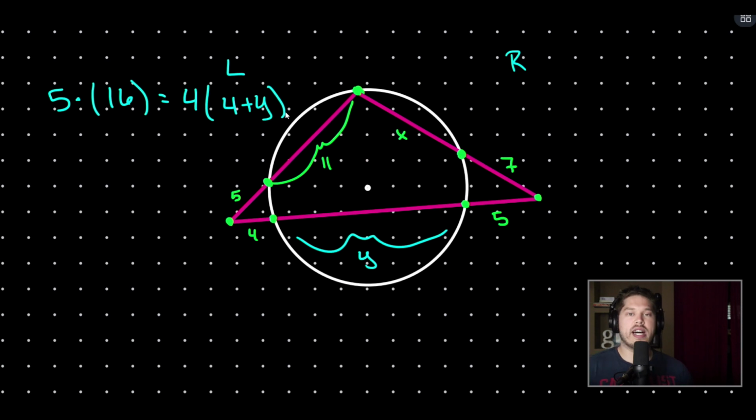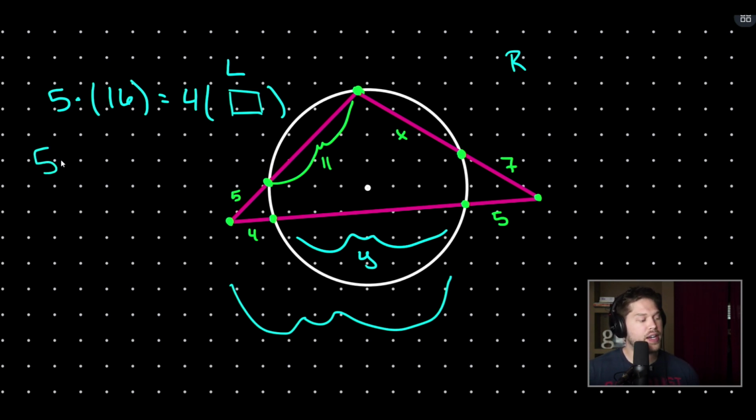And I don't really like thinking about this term as 4 plus y. I like to just think about this as 4 times what? And I know that I'm looking for this full section, and then I'll subtract 4 a little bit later. That's just how my mind works. So I want to show you how I solve these problems. So here I recognize what? Well, I know that 5 times 16 is the same thing as 5 times 4 times 4.